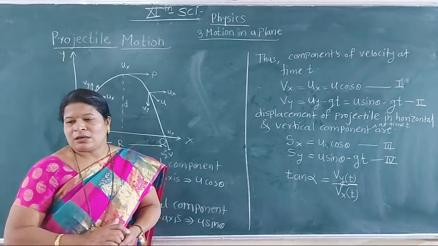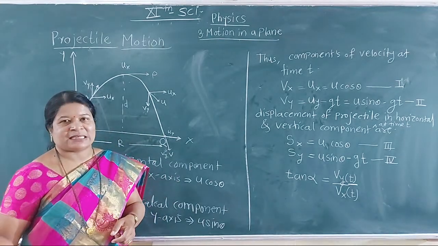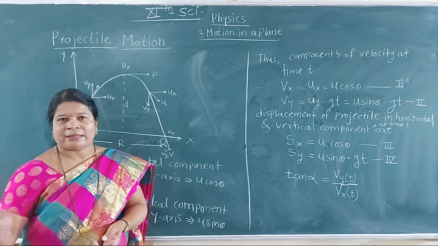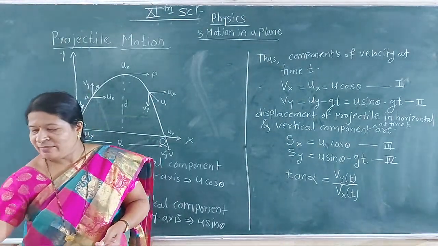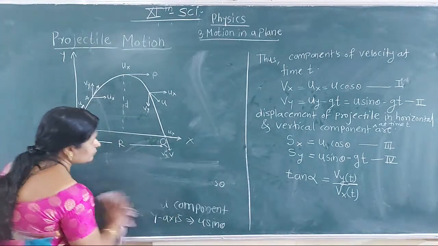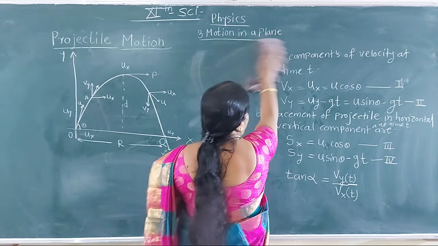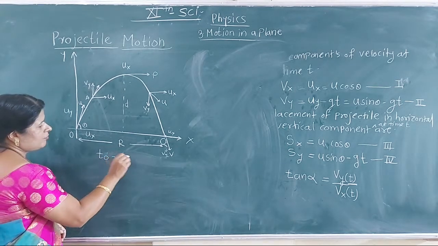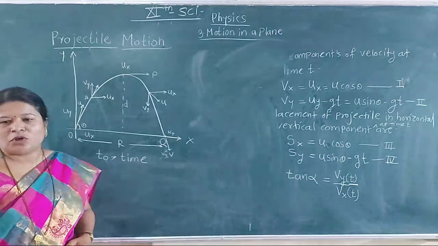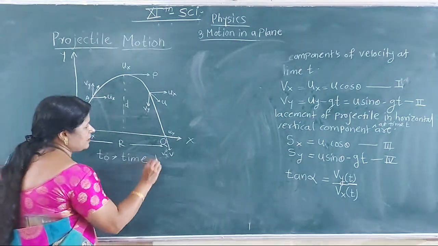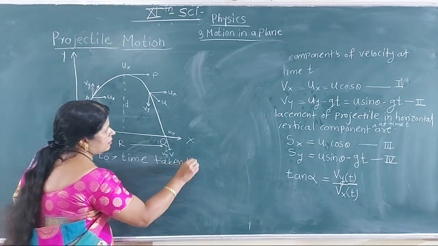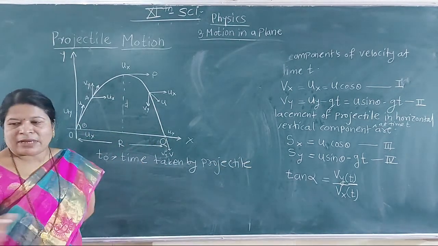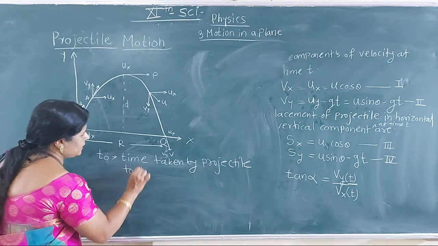So the next point is we have to find the equation of the trajectory of a projectile. For that, we have to use these equations. For example, let t0 be the time taken by the projectile to reach the maximum height.